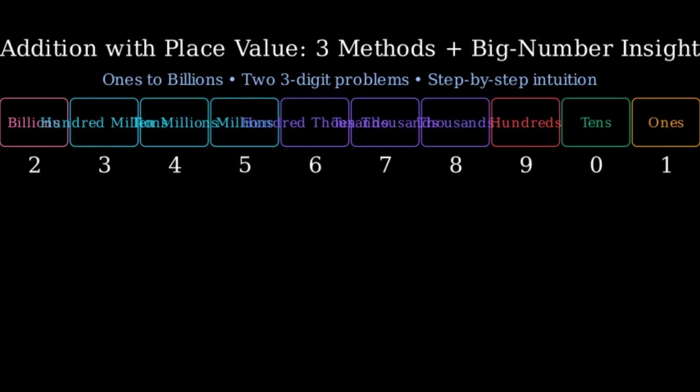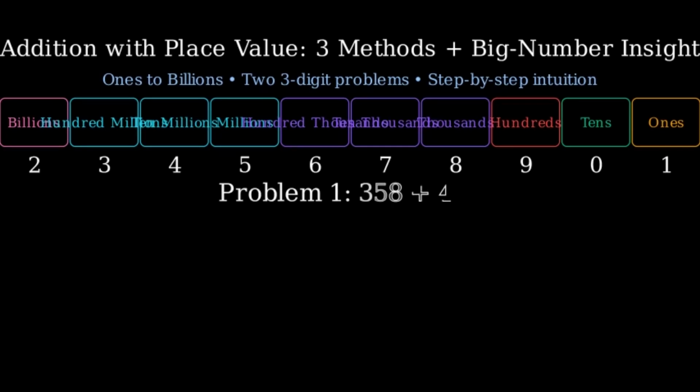Let us model a big example just to see the layout. Suppose we have the number 2,345,678,901. Notice how each digit sits directly above its matching place. This helps us add correctly, one column at a time, carrying when a column makes 10 or more.